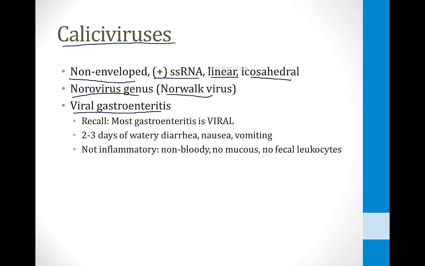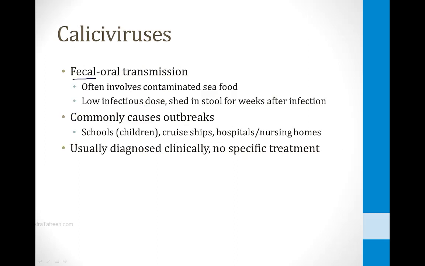So remember that most of the gastroenteritis you will see clinically is viral. Bacterial gastroenteritis is relatively rare. So people with Norwalk virus infection have 2 to 3 days of watery diarrhea along with nausea and vomiting. And remember, this is a non-inflammatory diarrhea. The virus does not invade the mucosa and cause inflammation. So the diarrhea will be non-bloody with no mucus and no fecal leukocytes, especially if you send a stool sample to the lab. Norovirus is transmitted fecal orally.